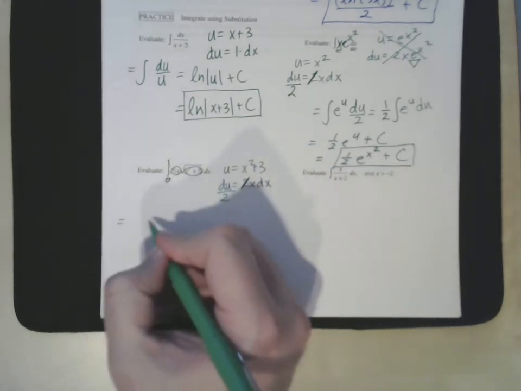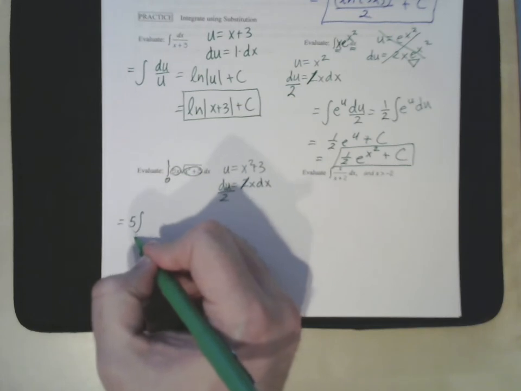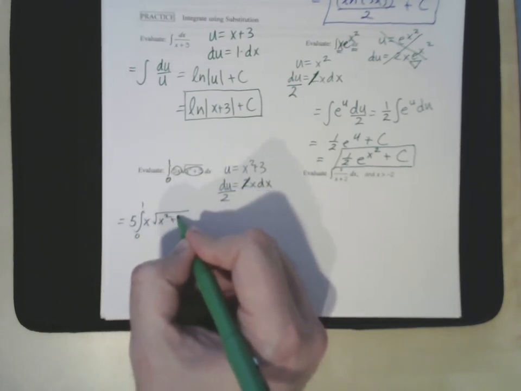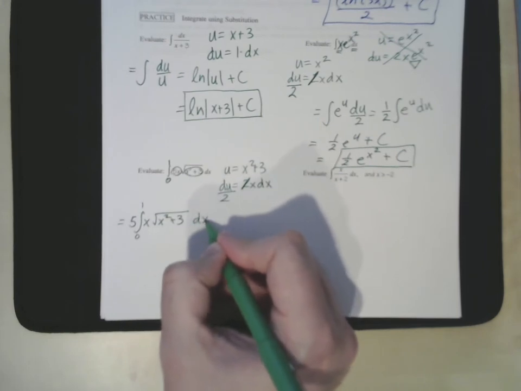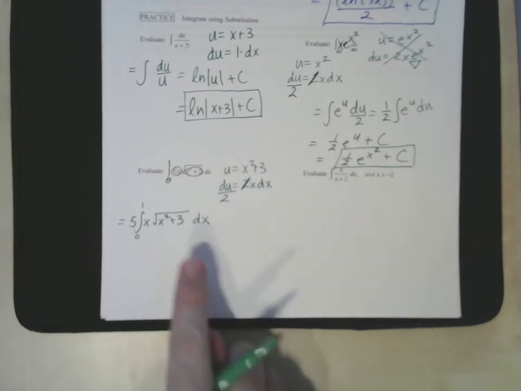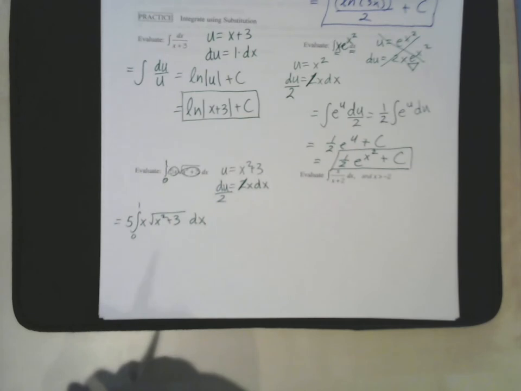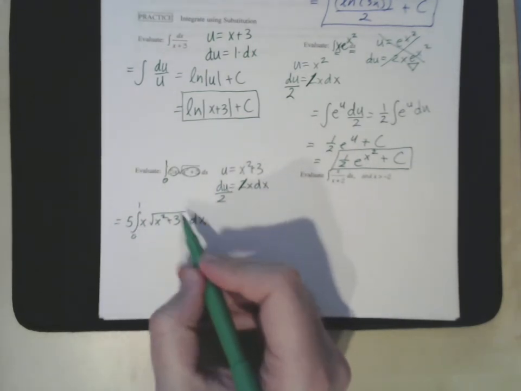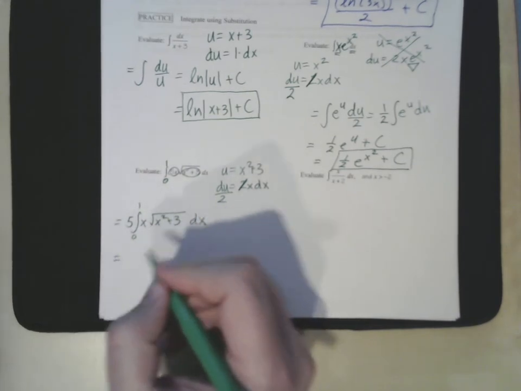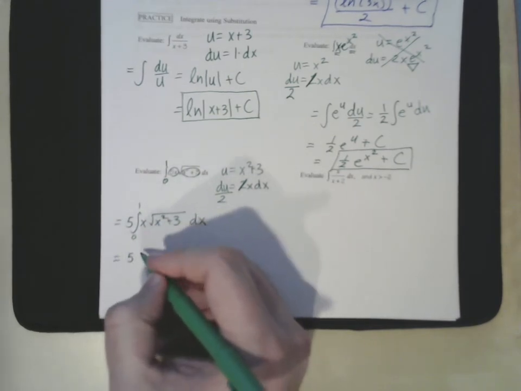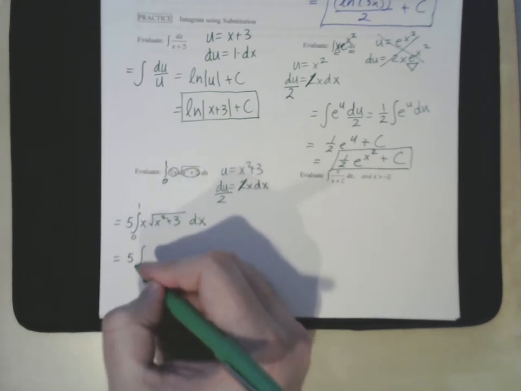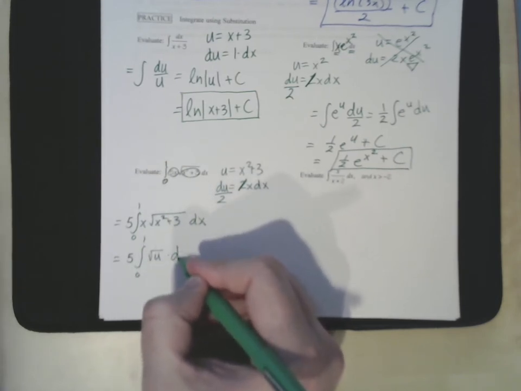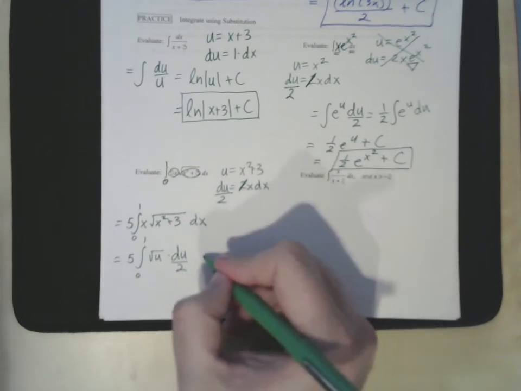Now I don't have this, so I'm going to divide by the 2 again like we did up here. And I'm going to rewrite this as 5 times the integral of 0 to 1 x times the square root of x squared plus 3 dx. So now when I make the substitution, the 5's not going to get in the way. So x dx becomes du, and I have the square root of u. So this becomes 5 times the integral from 0 to 1 of the square root of u times du over 2.